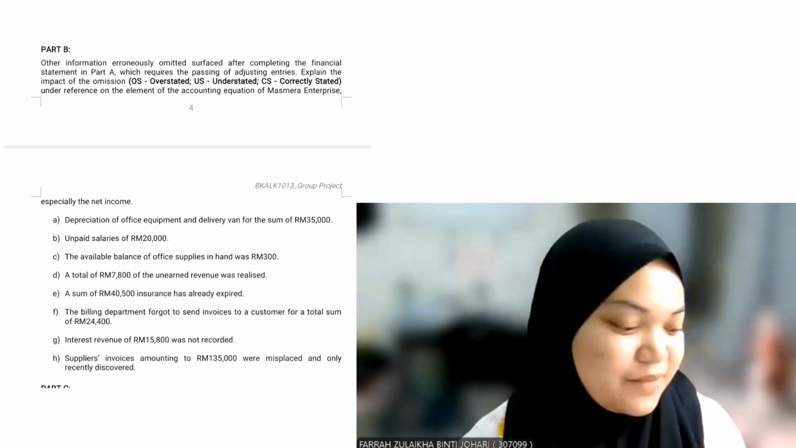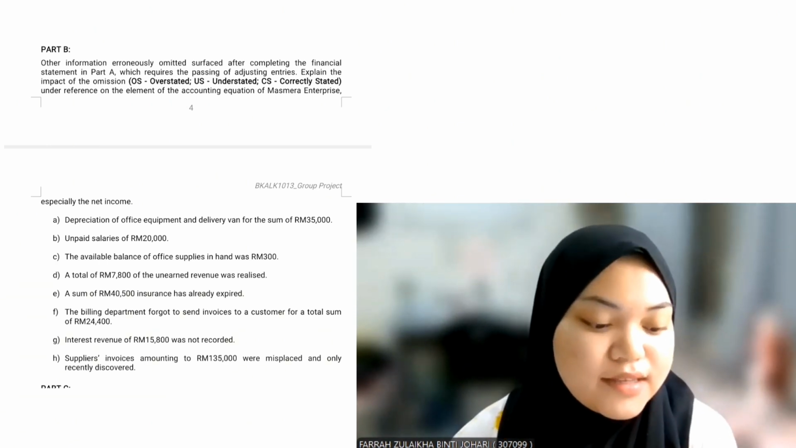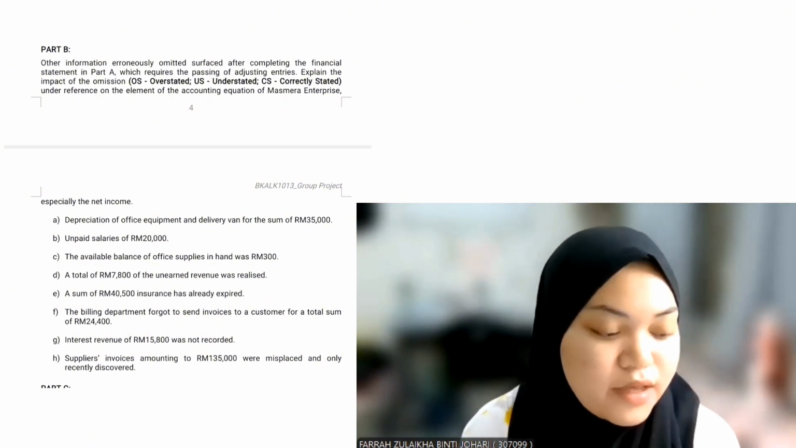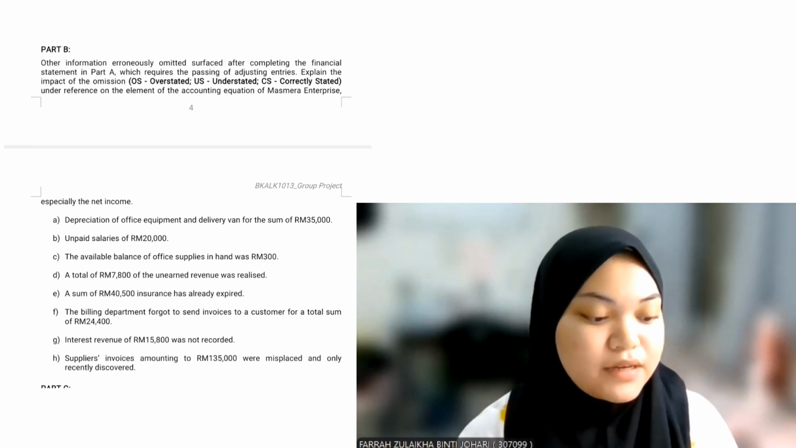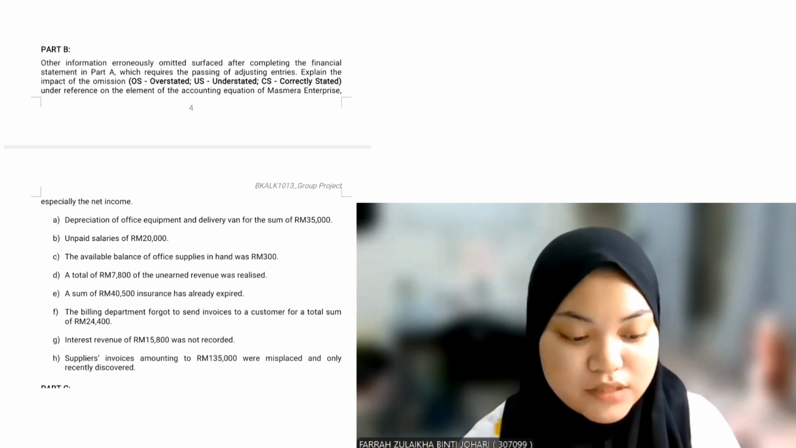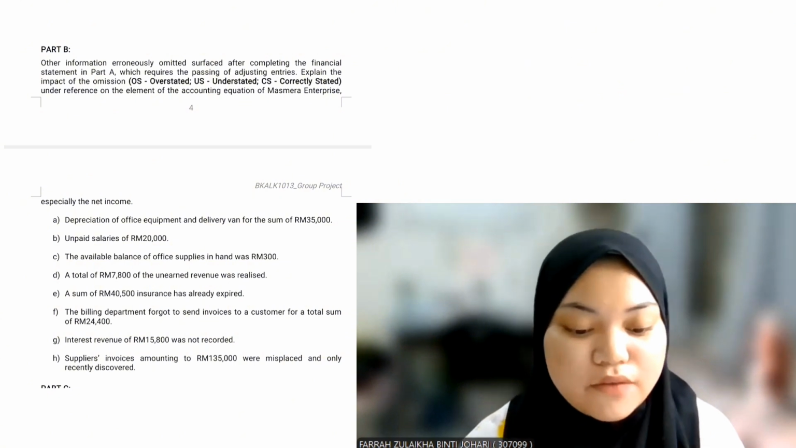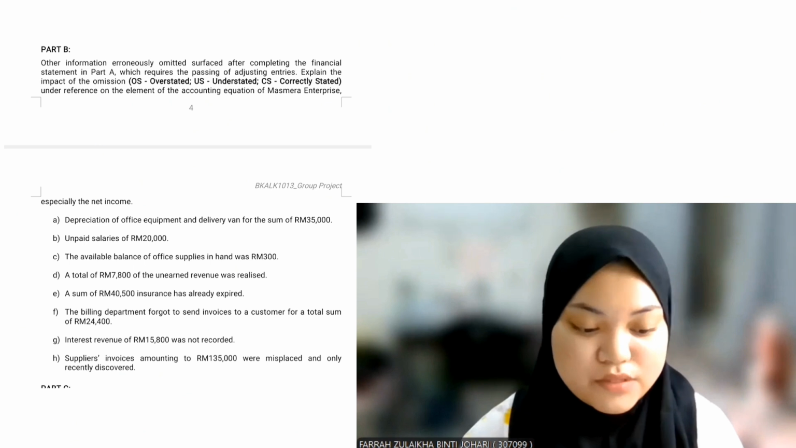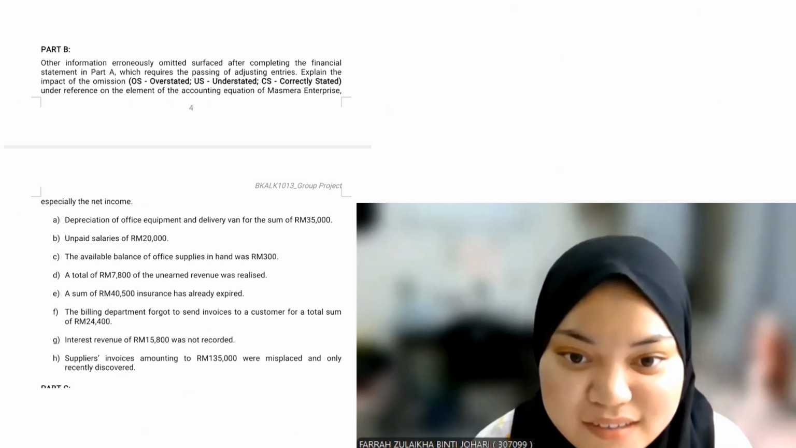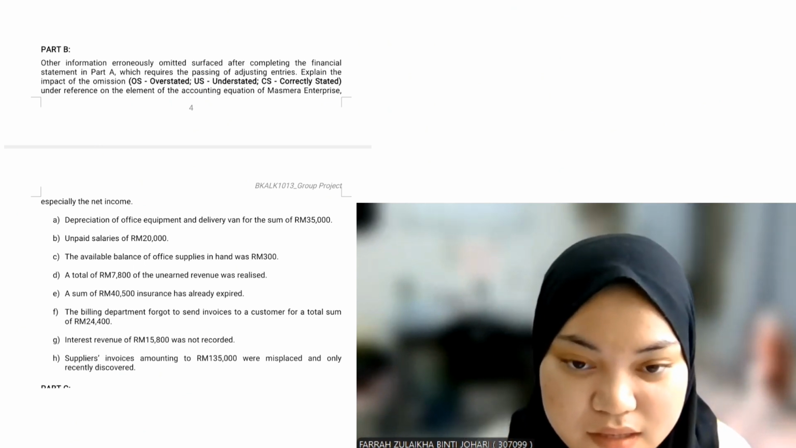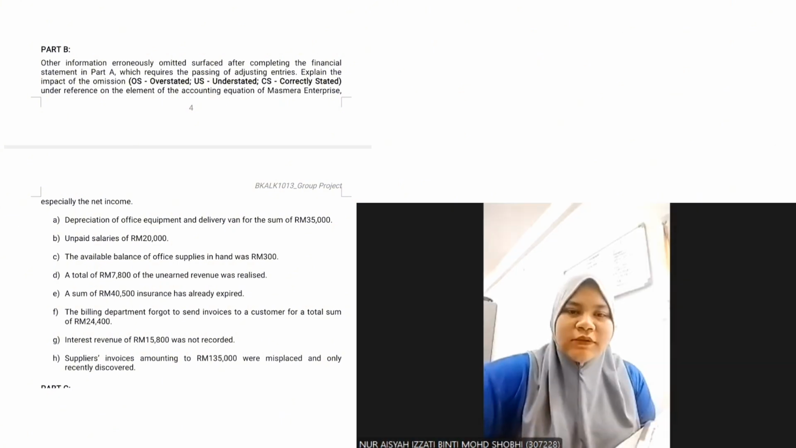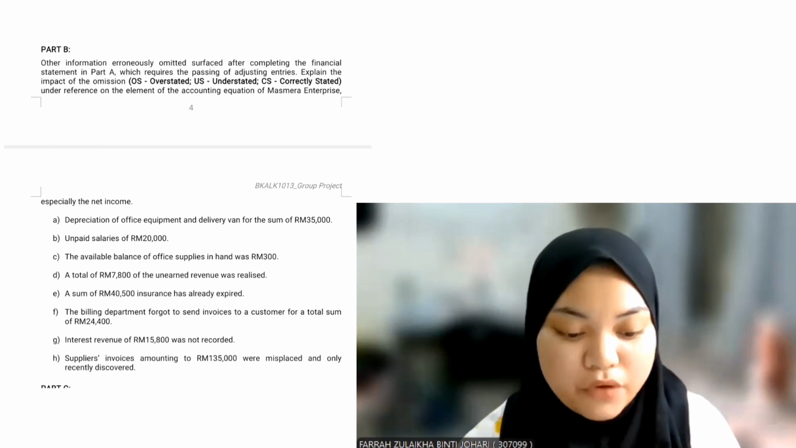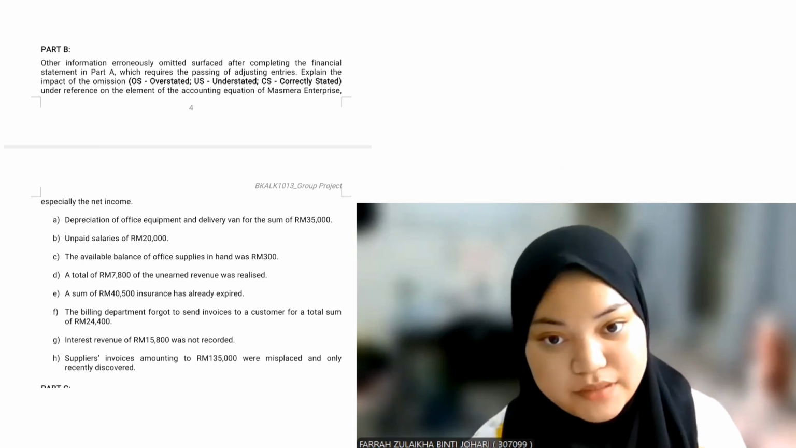First is overstated. This happens when the reported amount is higher than the actual amount. For example, if a company reports 500,000 in revenue, but in reality their revenue is only 400,000, the revenue is overstated by 100,000. Do you get it? Yes, thank you, Farah. From this situation, it can lead to inflated financial reports, which may mislead investors or management.